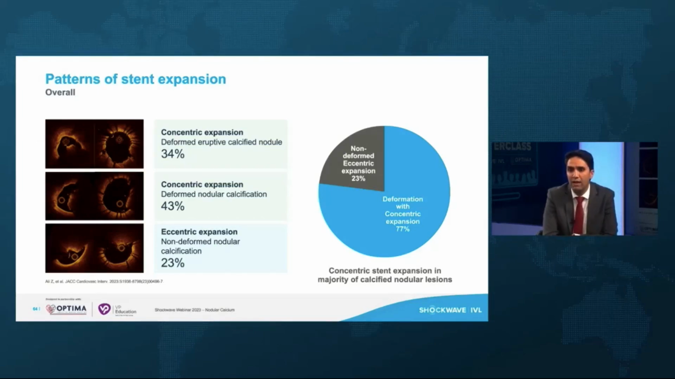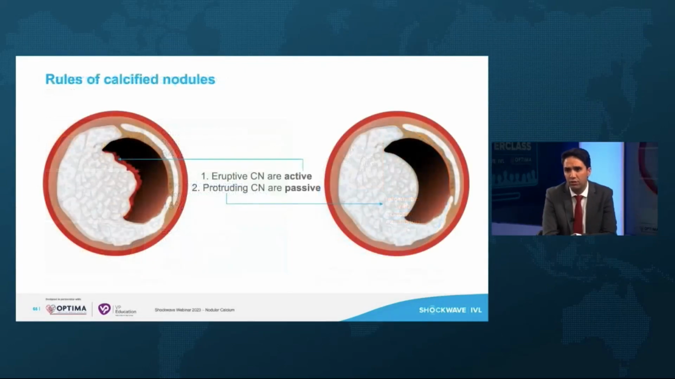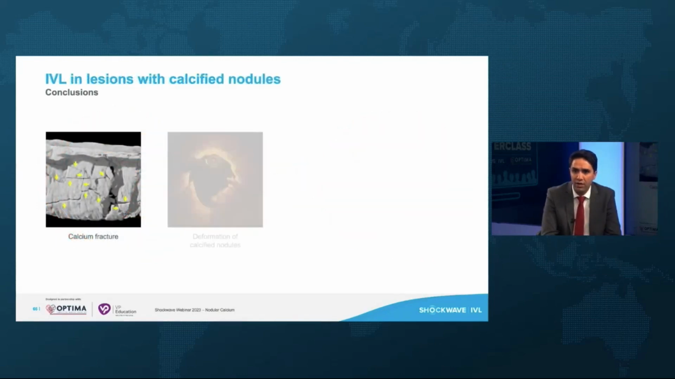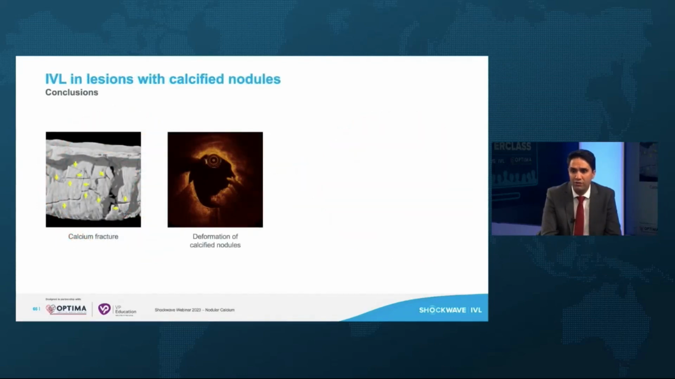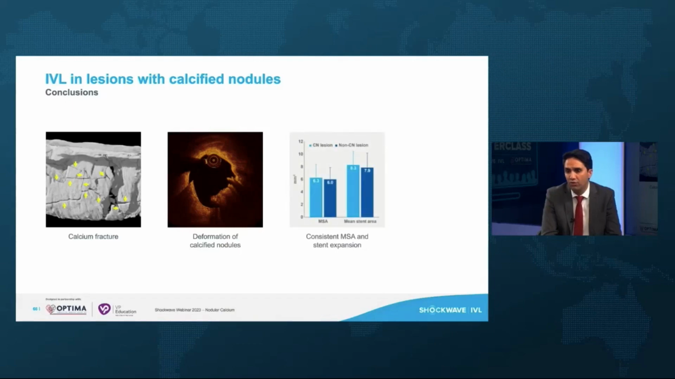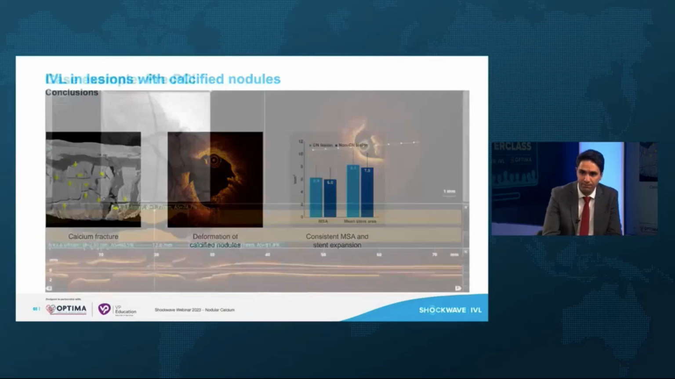This is new data and probably supports why there are excellent minimal stent areas acutely and also no difference in the long-term clinical outcome of these patients at 2 years. So if you recall, the rules of calcified nodules are: eruptive calcified nodules are active and protruding calcified nodules are passive. We know that we have calcium fractures in multiple planes. We know that IVL aids in the deformation of calcified nodules, and we know that IVL gives us consistent minimum stent area and stent expansion.